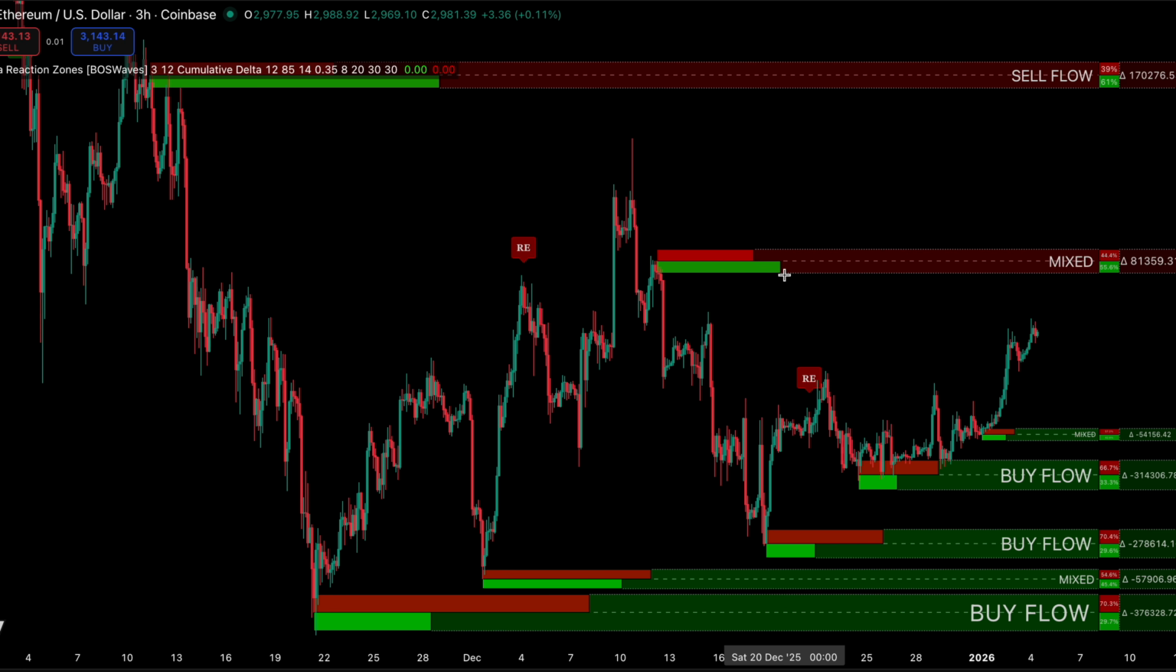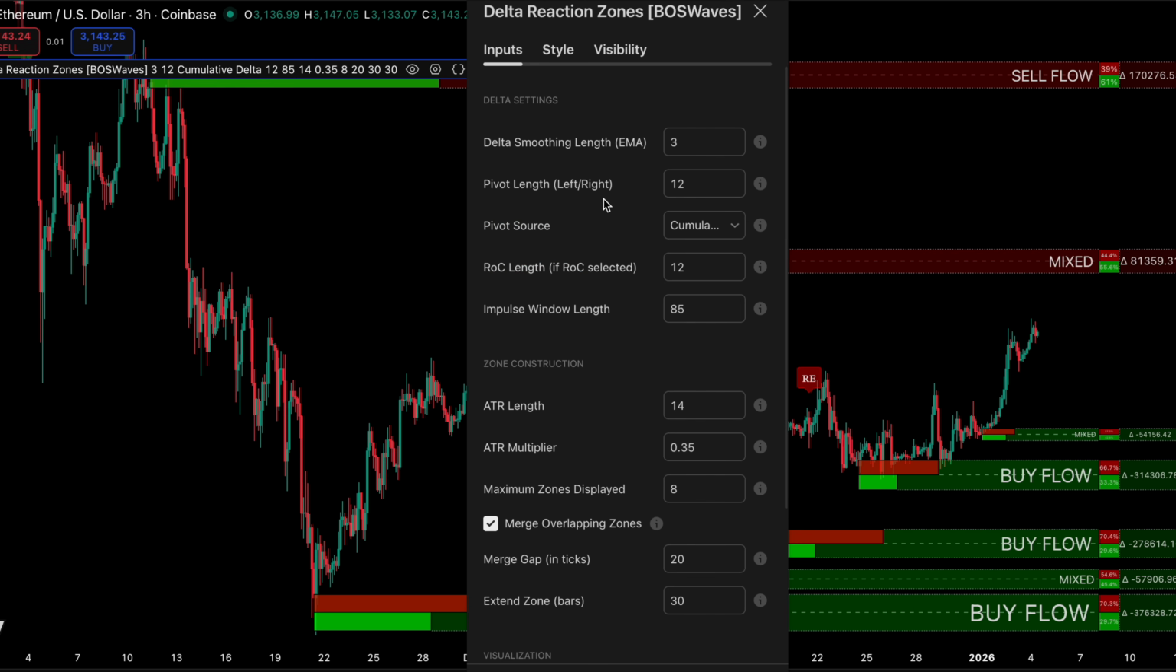Our second main feature is the option to choose between cumulative delta versus delta momentum. If you go into the settings tab here, you'll see we have our pivot source, and you can select between these two. You can select cumulative delta to track sustained pressure and longer term positioning, or cumulative delta rate of change to highlight sudden accelerations and absorption events. This lets you tailor the indicator to either slow controlled rotations or fast impulse-driven markets without changing your entire framework.